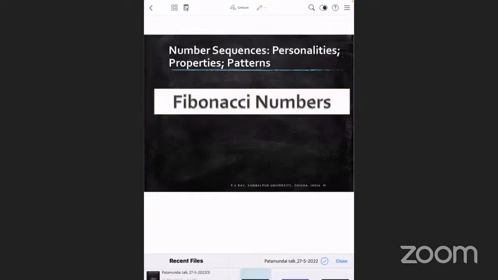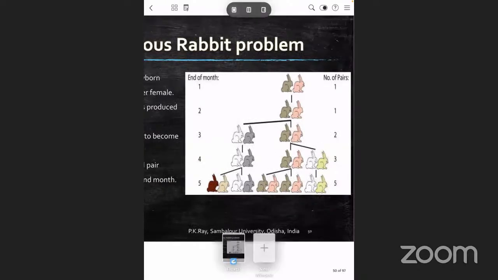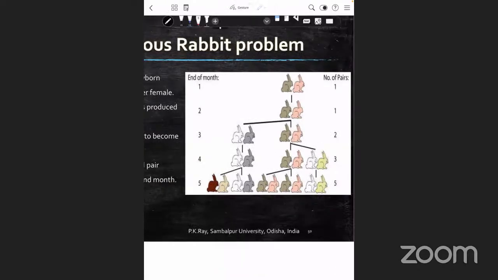So you see in the first month, it is one pair. See the tick mark, one male and another one is female. It takes 1 month to become mature. Suppose this one is January. In the February month, this pair is matured now. So what is the number of pairs in the second month, February? It is still 1, because it will take 1 month to become mature. After maturing, it gives rise to a pair.